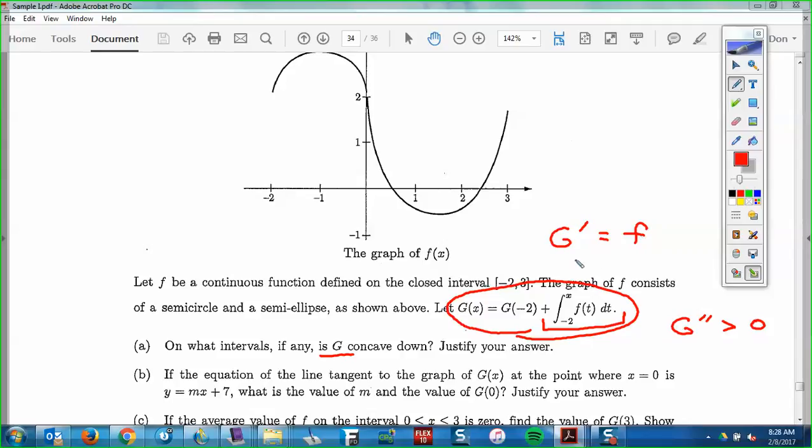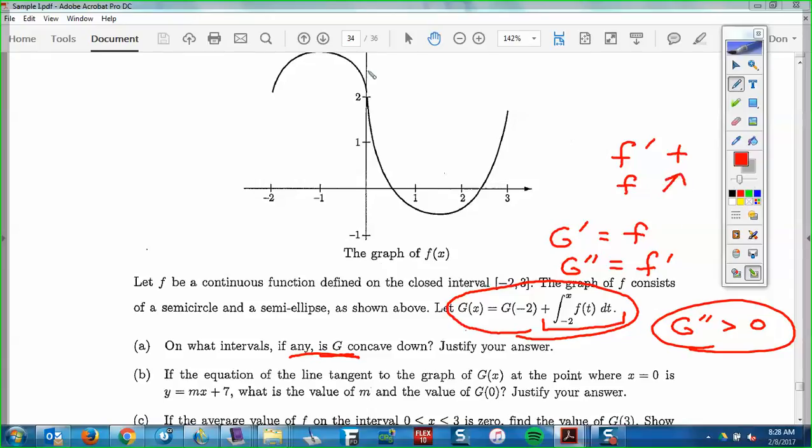And then, of course, what's g double prime? F prime. So they want to know where's g concave down. G's concave down when g double prime is positive. That's like saying where is f prime positive, right? Where is f prime positive? Well, this is f. So we want to know when these slopes are positive. Well, where are these slopes positive? F prime is positive when f is increasing. So really, G is going to be concave down when this graph is increasing. Okay? So you would know that.